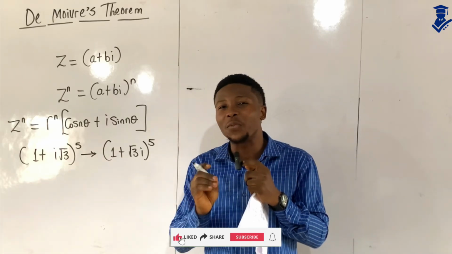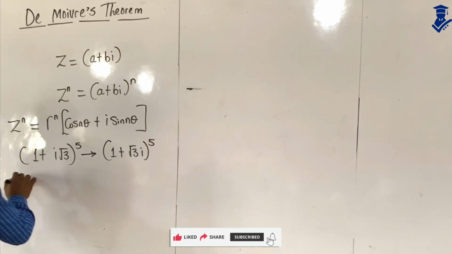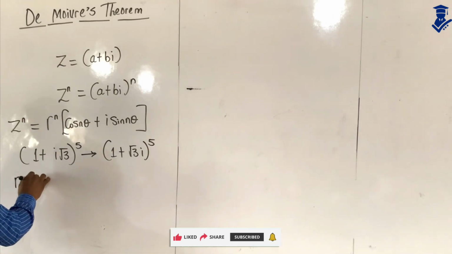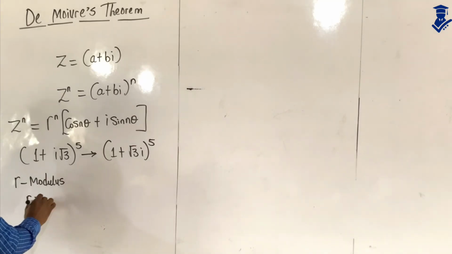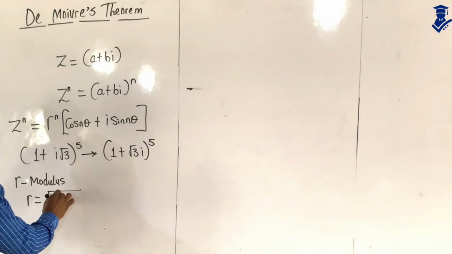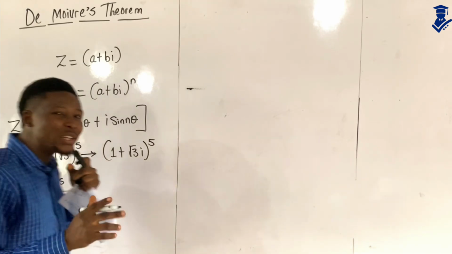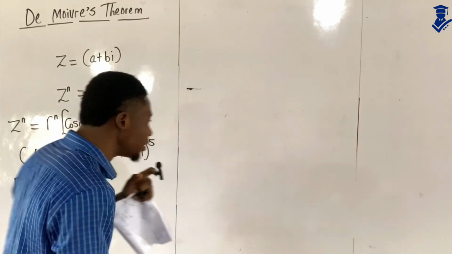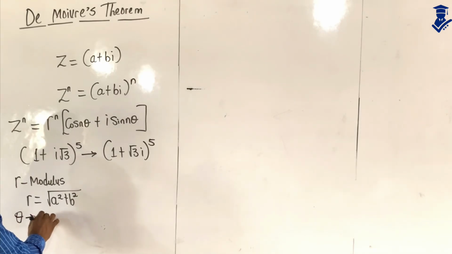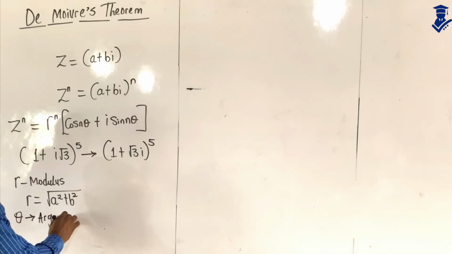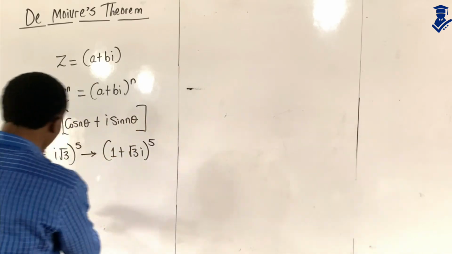We first have to find the modulus. So r is the modulus, and the formula for the modulus is square root of a squared plus b squared. And we also have to find the argument. So theta is the argument, more like the angle.